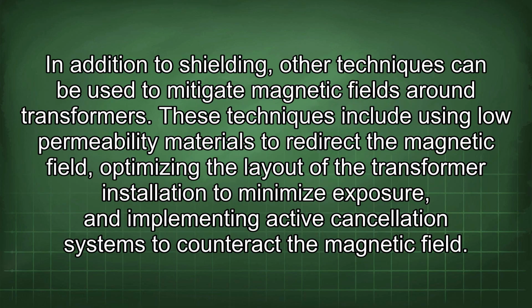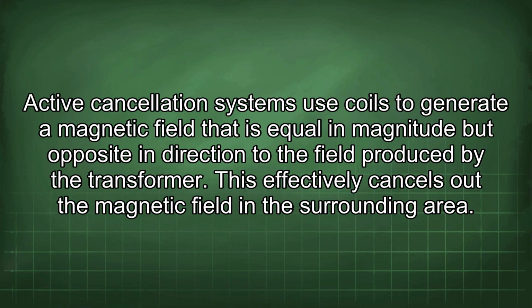In addition to shielding, other techniques can be used to mitigate magnetic fields around transformers. These techniques include using low permeability materials to redirect the magnetic field, optimizing the layout of the transformer installation to minimize exposure, and implementing active cancellation systems to counteract the magnetic field. Active cancellation systems use coils to generate a magnetic field that is equal in magnitude but opposite in direction to the field produced by the transformer. This effectively cancels out the magnetic field in the surrounding area.